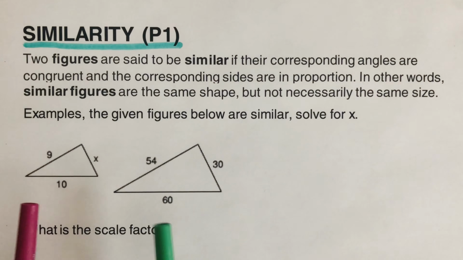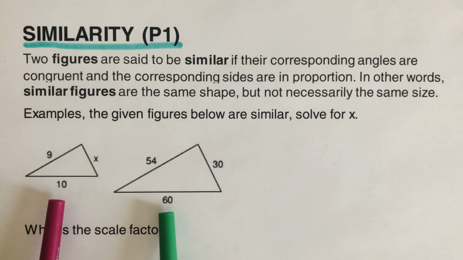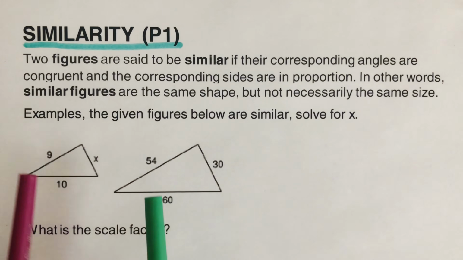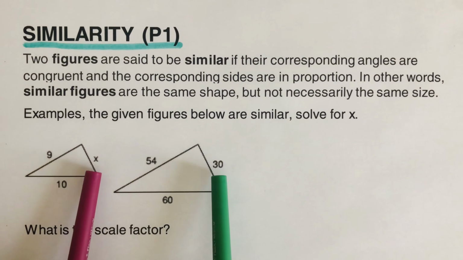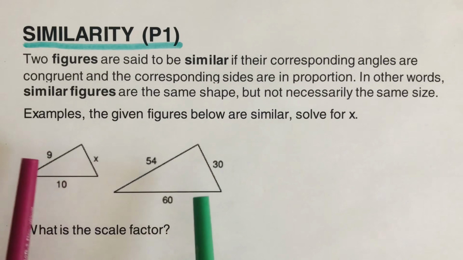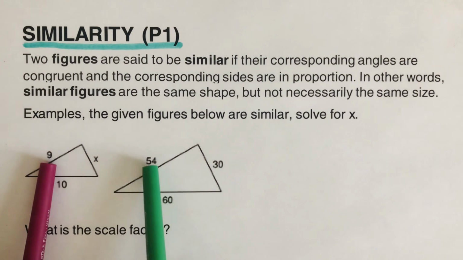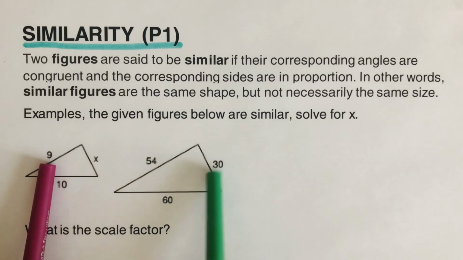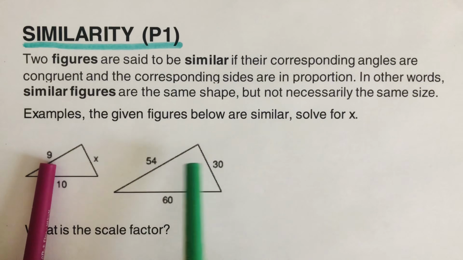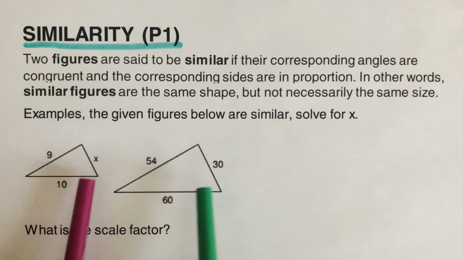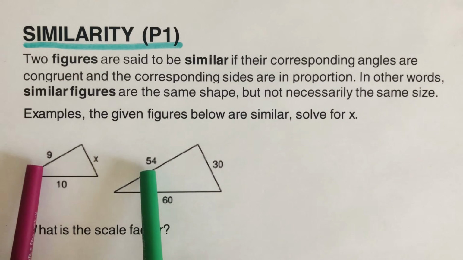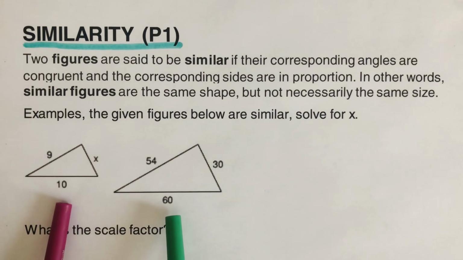So 10, the corresponding part of 10 is 60. So these two are corresponding sides. These two are corresponding sides. And the x and 30 are corresponding sides. So if we look at 9, we don't randomly pick numbers over here. 9 corresponds to 54. Again, they are corresponding parts, and these parts are proportional.